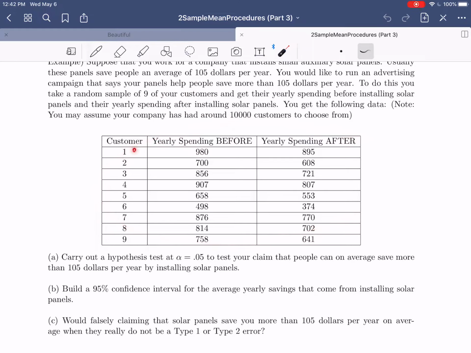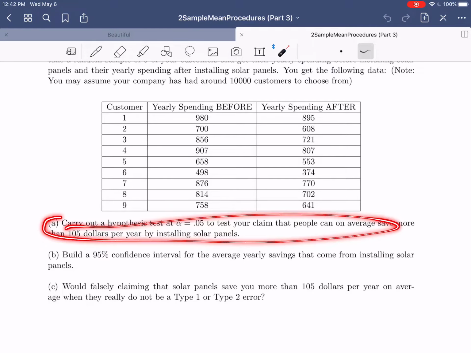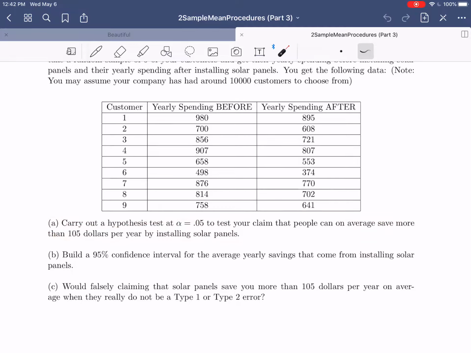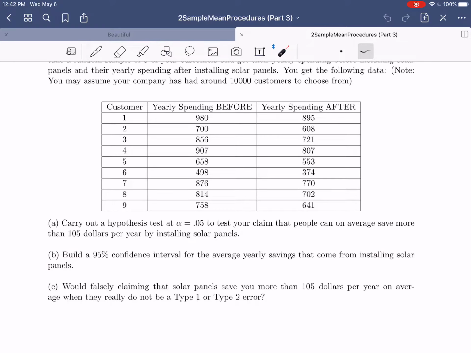We have our 9 customers, and you can see their spending before they installed the solar panels and their spending after they installed the solar panels. So what we're going to do with this is carry out, at alpha equals 0.05, a hypothesis test to test the claim that people can save on average more than $105 per year by installing solar panels. Then we'll build a 95% confidence interval for the average yearly savings that come from installing solar panels.